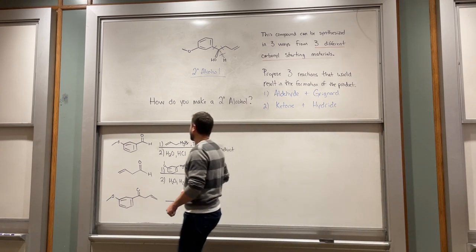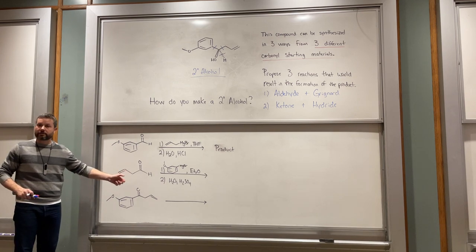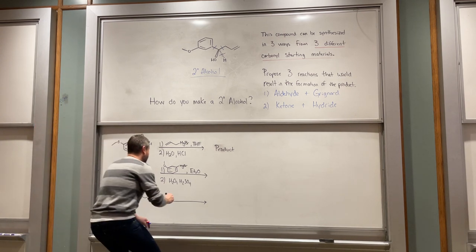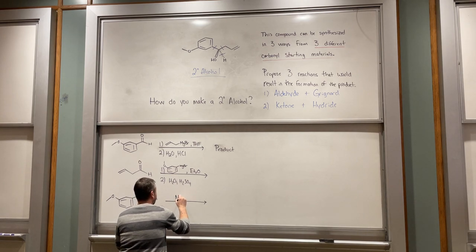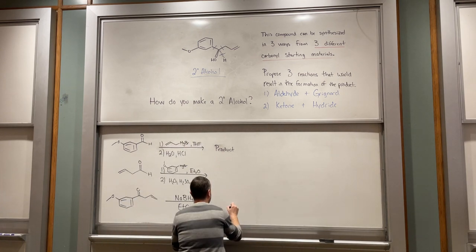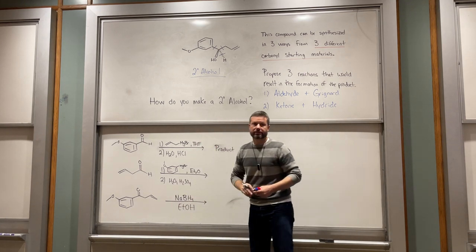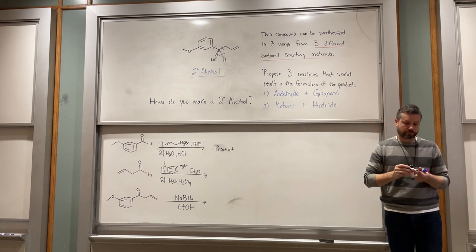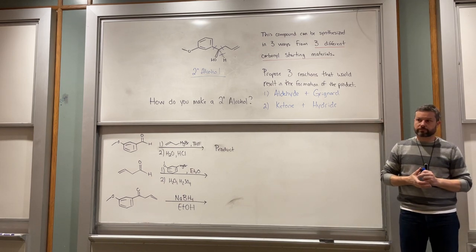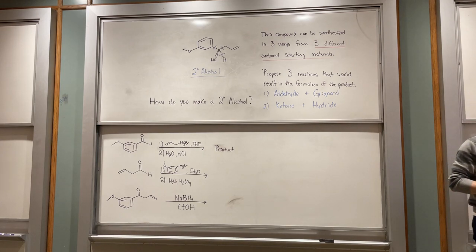Okay, so the third way, rather than starting with aldehydes, would be to take a ketone and deliver a hydride nucleophile to the carbonyl. So in this case, because we're using a ketone, we can just use sodium borohydride and some alcoholic solvent, we'll say ethanol. And that's also going to allow us to make the product. Questions about this?